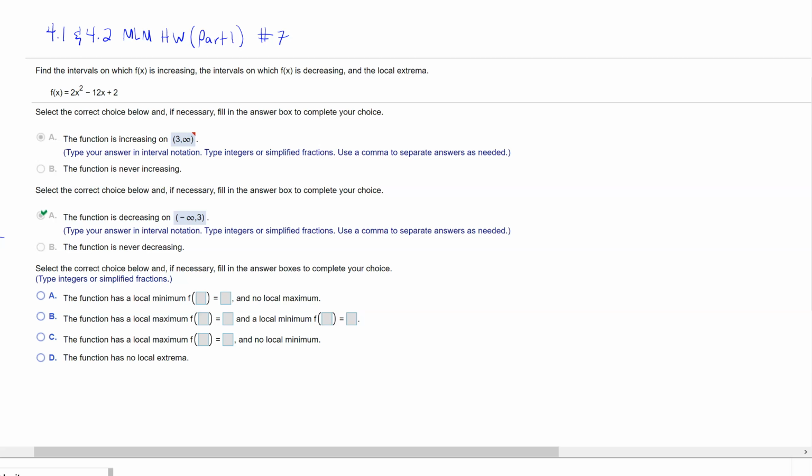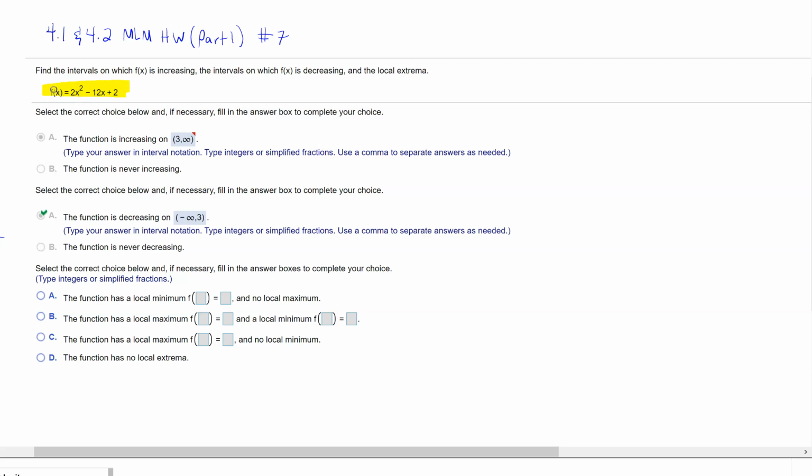This is question number 7 from the 4.1 and 4.2 MyLab Math Homework Part 1, where we just started exploring graphs of functions and connecting those graphs to the derivatives of the functions. So in this question, we're given a quadratic function.